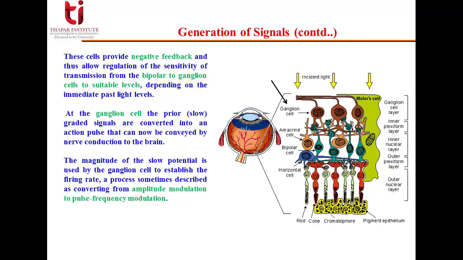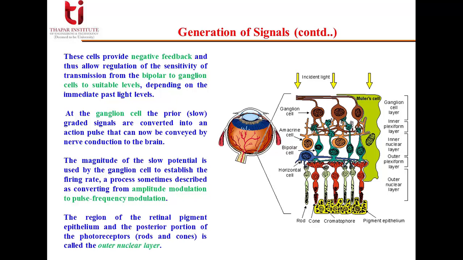At the ganglion cell, the prior slow graded signals are converted into an action pulse that can now be conveyed by nerve conduction to the brain. The magnitude of the slow potential is used by the ganglion cell to establish the firing rate, a process sometimes described as converting from amplitude modulation to pulse frequency modulation.